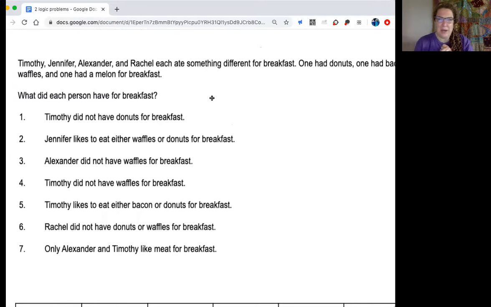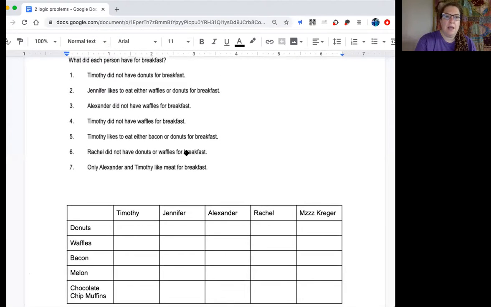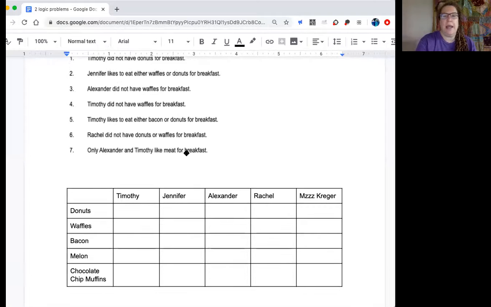Okay. Timothy didn't have donuts for breakfast. You think, oh, how do I organize this information? Whenever you have a logic problem, you just set up a table. And I set up one down here. Here we go. You can see, while I added one, you probably noticed it. I added one for me. And if you know me, you probably know what it is. And if you don't know me, then you still probably know what it is because it's not on the list.